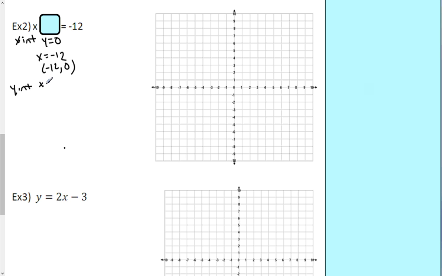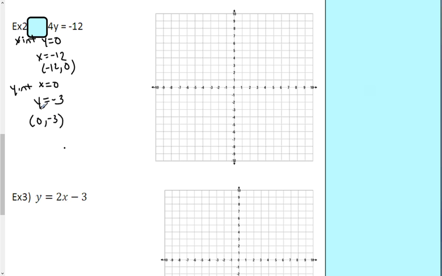Okay? To find the y-intercept, I make x equal 0. Right? So when the x and the y are on the same side, you can cover it up. To find the y-intercept, you cover up the x, and you're left with 4y equals negative 12. If you divide both sides by 4, negative 12 divided by 4 is negative 3. So the y-intercept, y is equal to negative 3. So the name of that point is 0, negative 3.